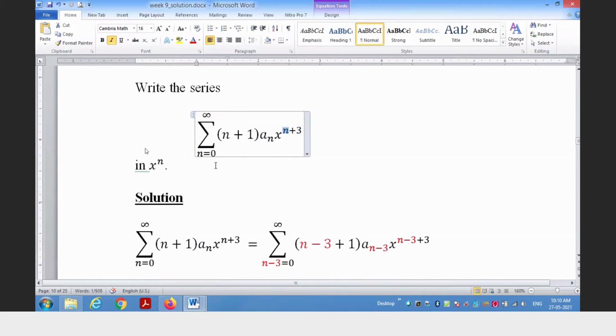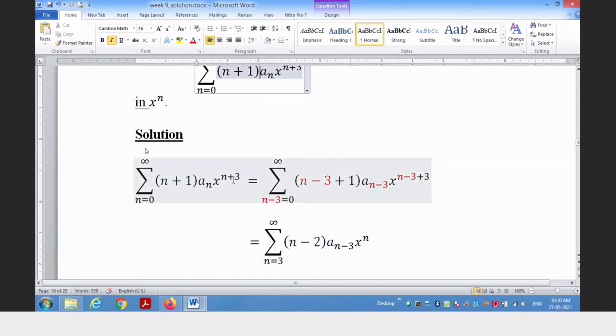So in order to convert this series into x power of n, you replace this n. Whenever you see n, you got to replace n with n minus 3. That's why you have n minus 3 there, and then n plus 1 will be n minus 3 plus 1. a n becomes a n minus 3. x power of n plus 3 will be x power of n minus 3 plus 3. Each time you encounter n, you replace n with n minus 3.